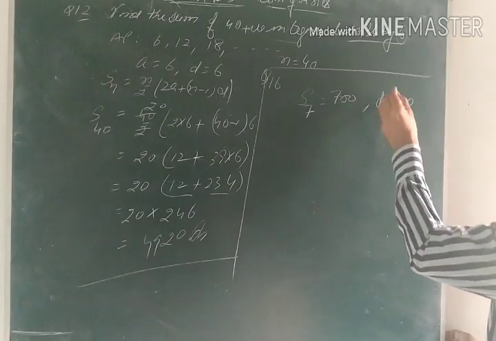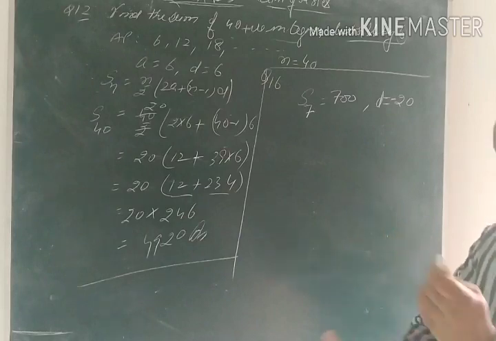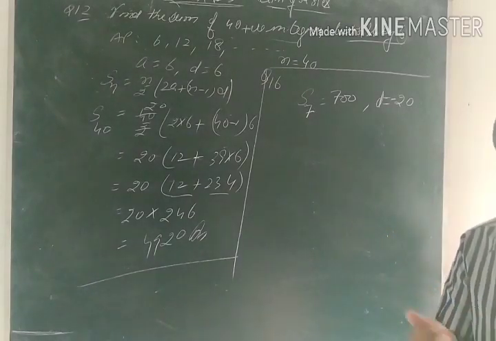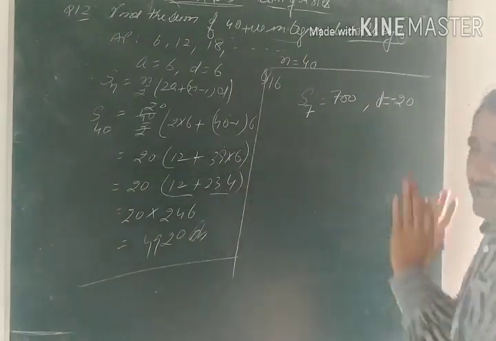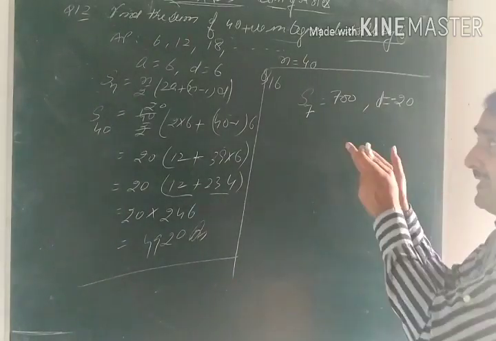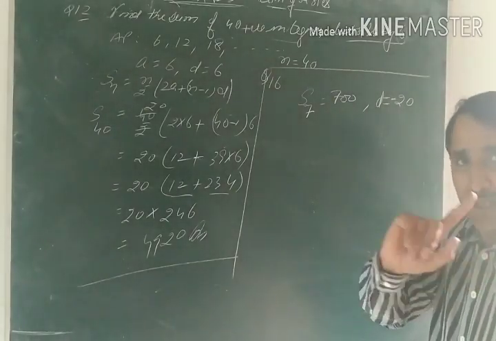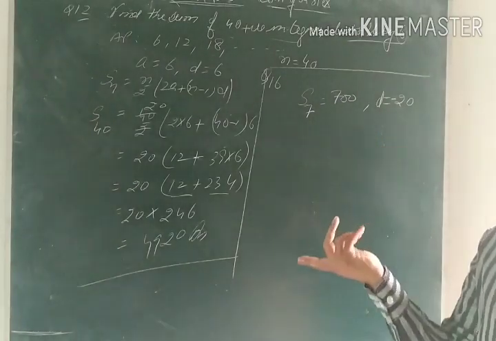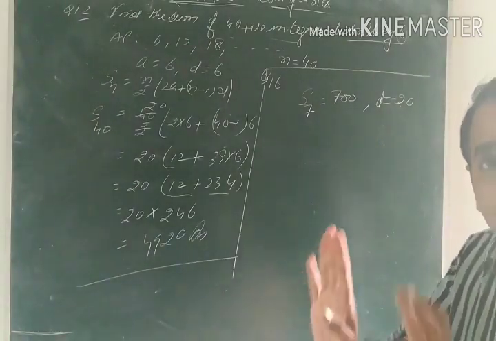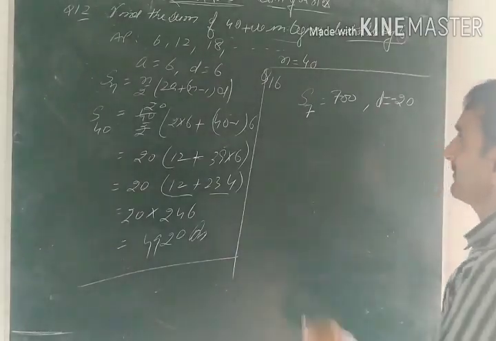Each price is 20 less, which means the common difference is minus 20, because every term is less when we subtract something. n is given as 7, but we don't have a, and what we have to find is the prices, meaning a plus d, a plus 2d, a plus 3d, such type of questions.